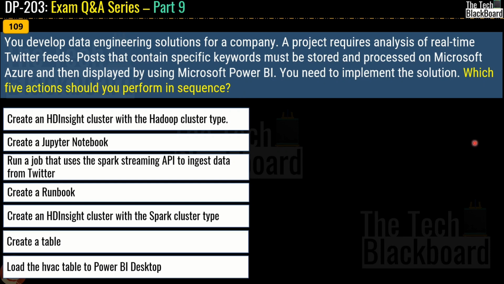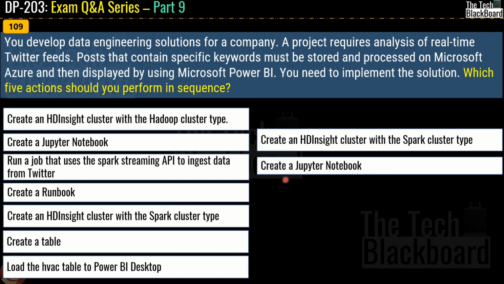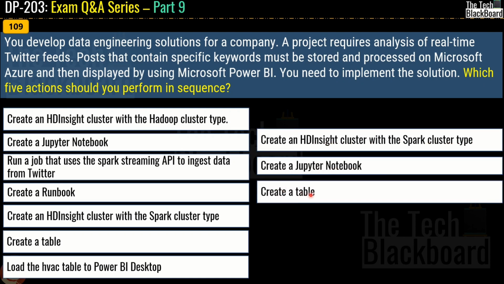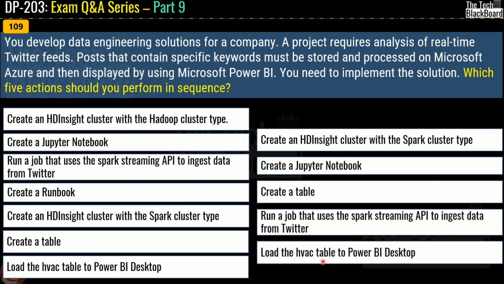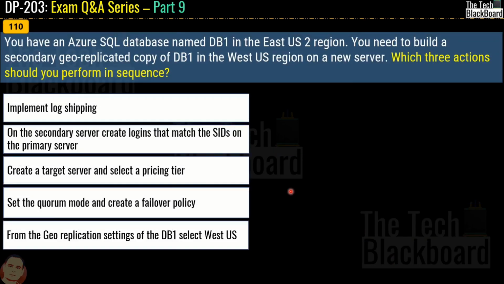So let's look at the first action. The first one is create an HDInsight cluster with Spark cluster type. The second one is create a Jupyter notebook. The third one is create a table. Then as a fourth step, you need to run a job that uses Spark streaming API to ingest data from Twitter. And then as the last, 5th step, you have to load the HVAC table to Power BI desktop. So now let's check out question number 110, which is again a similar question.